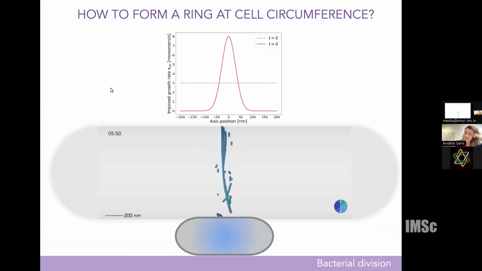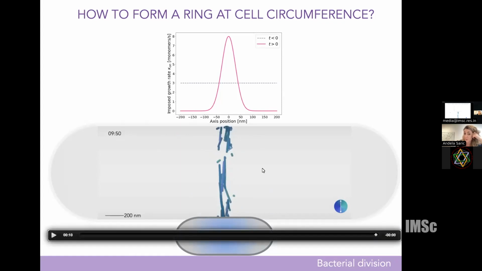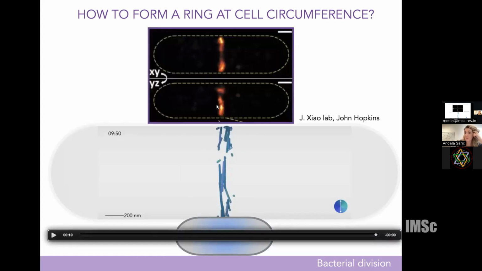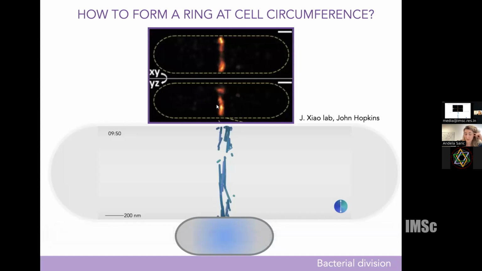We actually did this simulation at the exact density that has been measured in the cell, and it forms some sort of patchy ring, just like has been observed in super-resolution data in experiment.